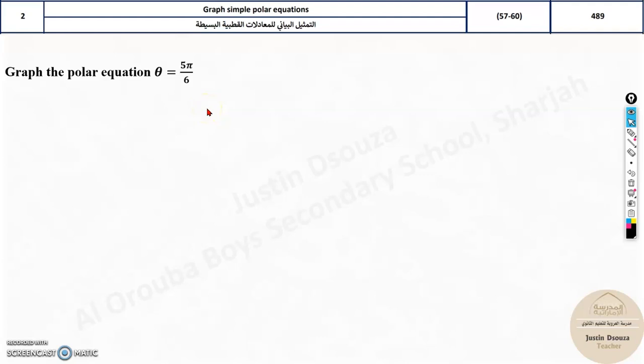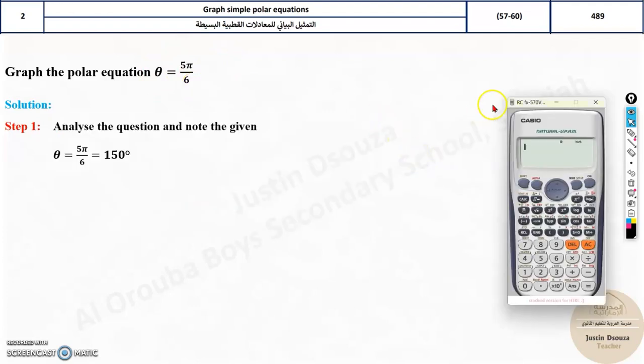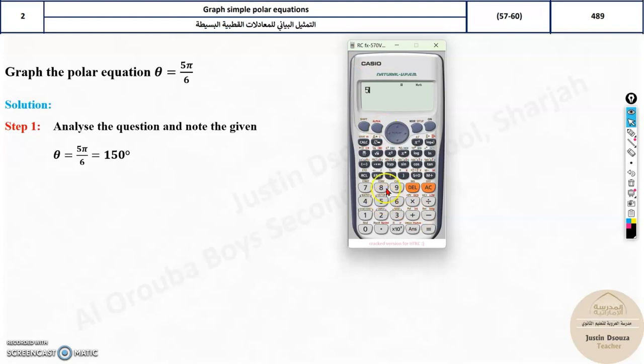You do not need to do all the table and stuff. All you need to know is what is this particular angle. How do you find it? We saw it in the last video. Wherever there is pi, just put 180 and now divide by 6. This is the degrees, 150 degrees. To get this back to radians, all you need to do is divide this by 180 and write pi in front of this. So 5 by 6 pi.